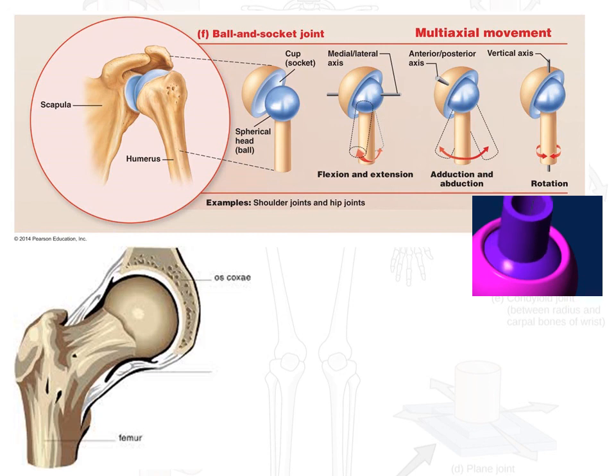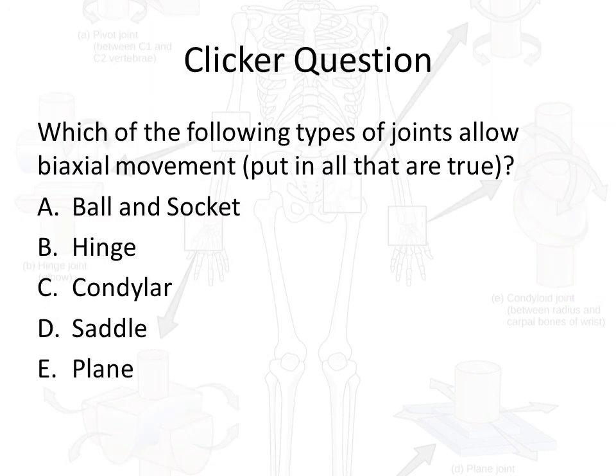And that's why it's called multi-axial movement. All right, you guys can think about this clicker question on your own: which of the following types of joints allow for biaxial movement? We'll let you think about that, and you'll also be answering lots of questions like this on Master A&P if you haven't already done that.